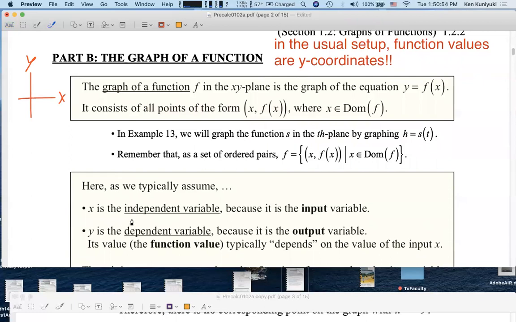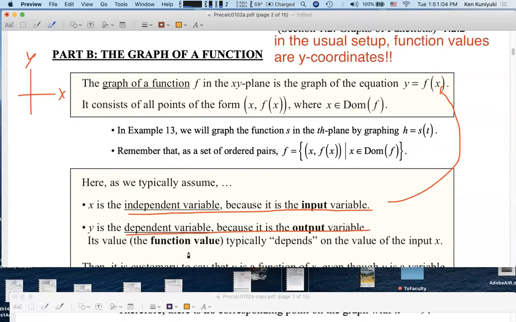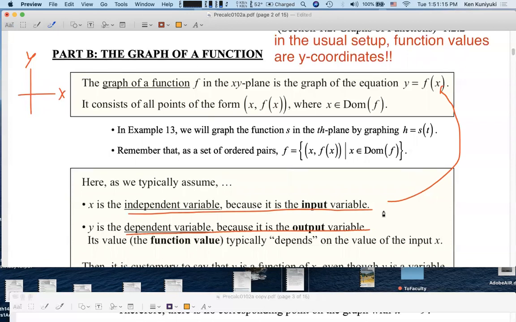X is the independent variable because it's the input variable, it's what we plug into a function. Y is the dependent variable, it's the output variable, because the function value typically depends on what the input value is. What your calculator spits out usually depends on what you enter into your calculator. The calculator button would be the function.